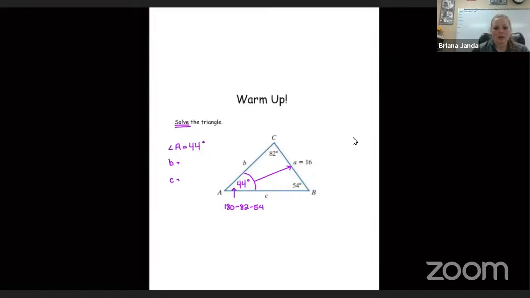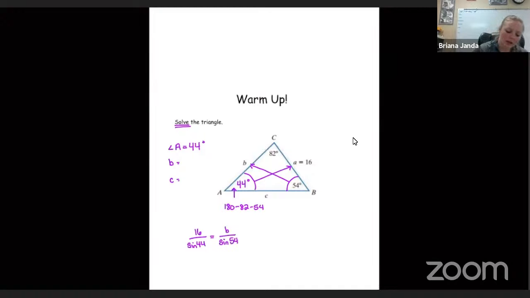So continuing on here, we found our missing angle, and now to find our missing sides, remember that anchor of the 44 degrees across from side A of 16 is what we'll use in each of our proportions to solve for our missing sides. So I'd have that 16 over sine of 44 using our law of sines, and then anything else. So like I can use the 54 across from my unknown of side B.